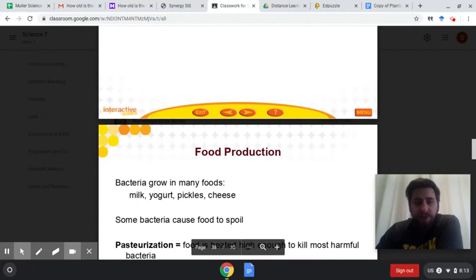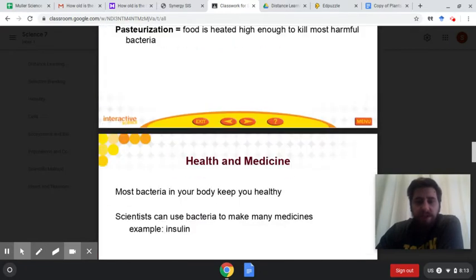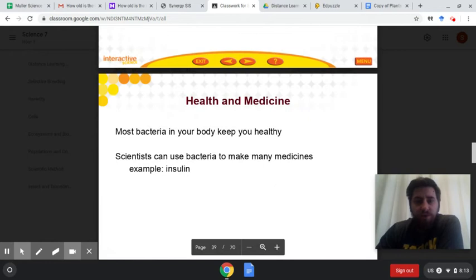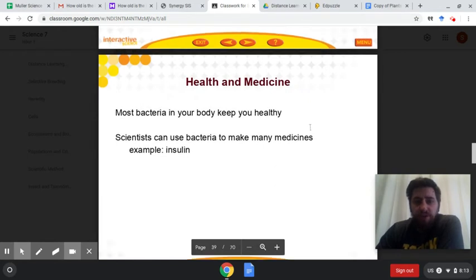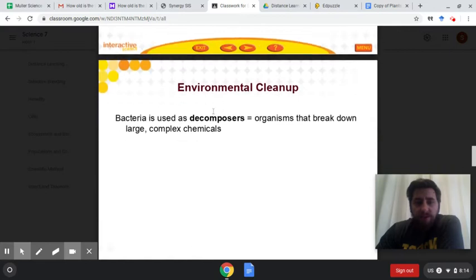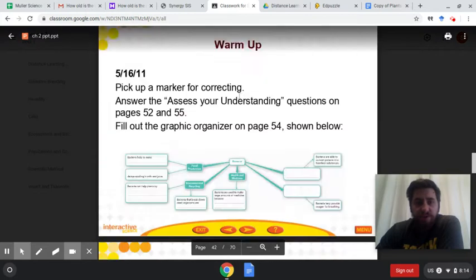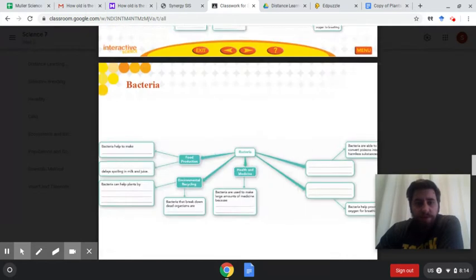Of course, we talked about food production of bacteria, pasteurization. Food is heated high enough to kill most harmful bacteria. That's a role in nature. Here we go. Roles in nature. Most bacteria keep your body healthy. Okay. You can make medicine. You can do environmental cleanup. They're great decomposers. Okay. They produce lots of oxygen for us on Earth. And there you go.